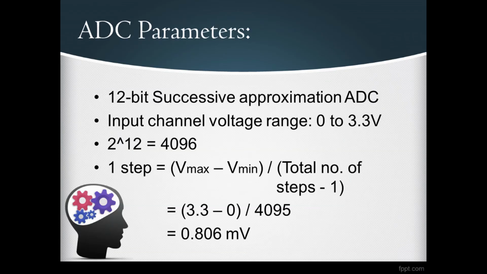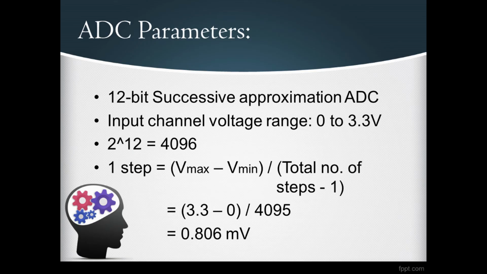As mentioned earlier, the STM32 has a 12-bit successive approximation ADC. Its input voltage range is between 0 to 3.3 volt. The 12-bit resolution means it has 2 raised to power 12, that is 4096 steps. So, the voltage between 0 to 3.3 volt can be represented using one of the 4096 steps.